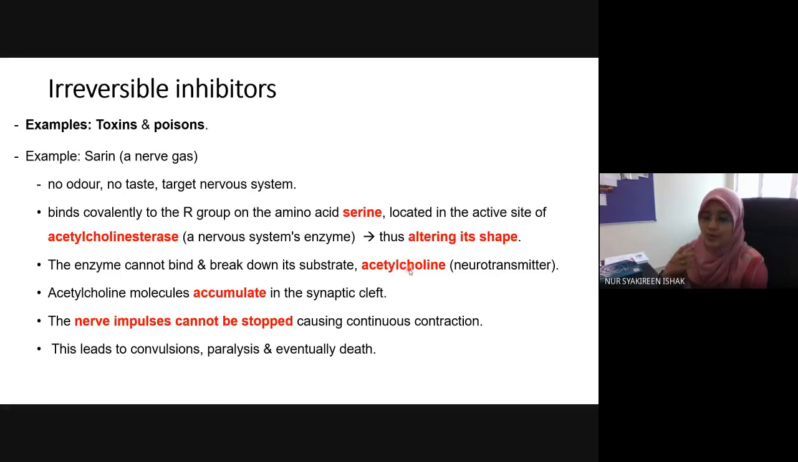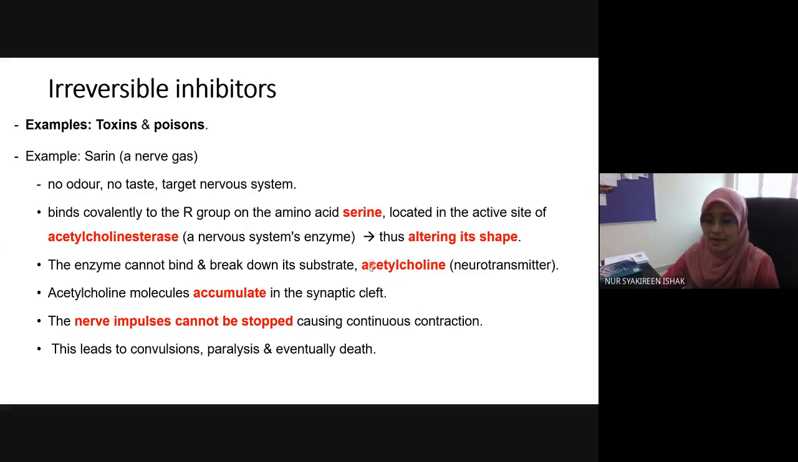You have to know first what the function of acetylcholine is. Acetylcholine allows the neuron to transmit impulses from one neuron to another and reach its target cell, which is a muscle cell. Once the impulse reaches the muscle cell, it causes the muscle to contract. But when you have sarin, the transmission of impulses will occur continuously without stopping and cause the muscle to contract continuously, which can lead to muscle spasm, convulsion, paralysis and eventually death. Why? The nerve impulse cannot be stopped, causing continuous contraction.